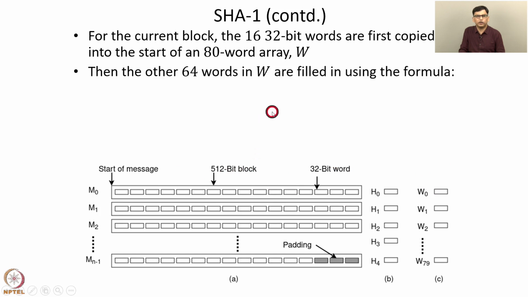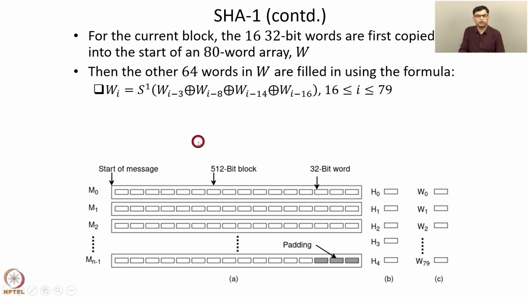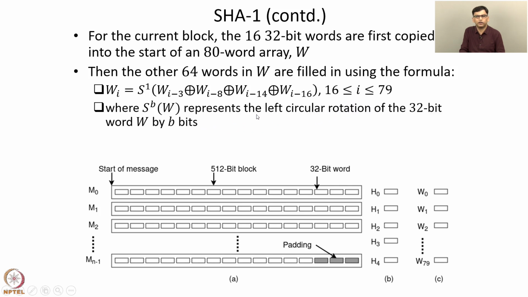Then the other 64 words in W are filled in using the following formula. Wi equals S1 (Wi-3 XOR Wi-8 XOR Wi-14 XOR Wi-16). So for i from 16 to 79, Wi is calculated using this formula, where SB of W represents the left circular rotation of the 32-bit word W by B bits. So this is a 1-bit left circular rotation. And this XOR represents a bitwise XOR.